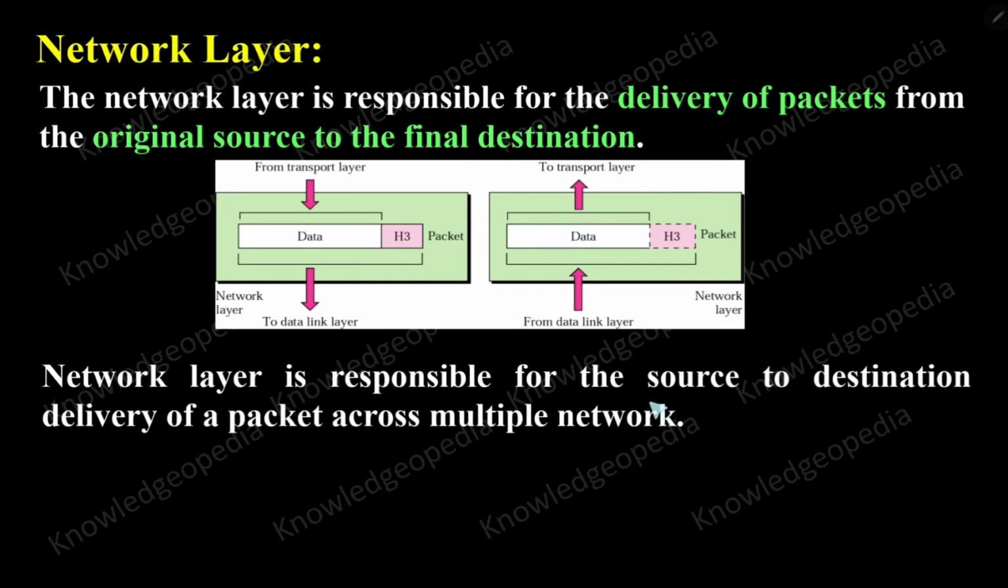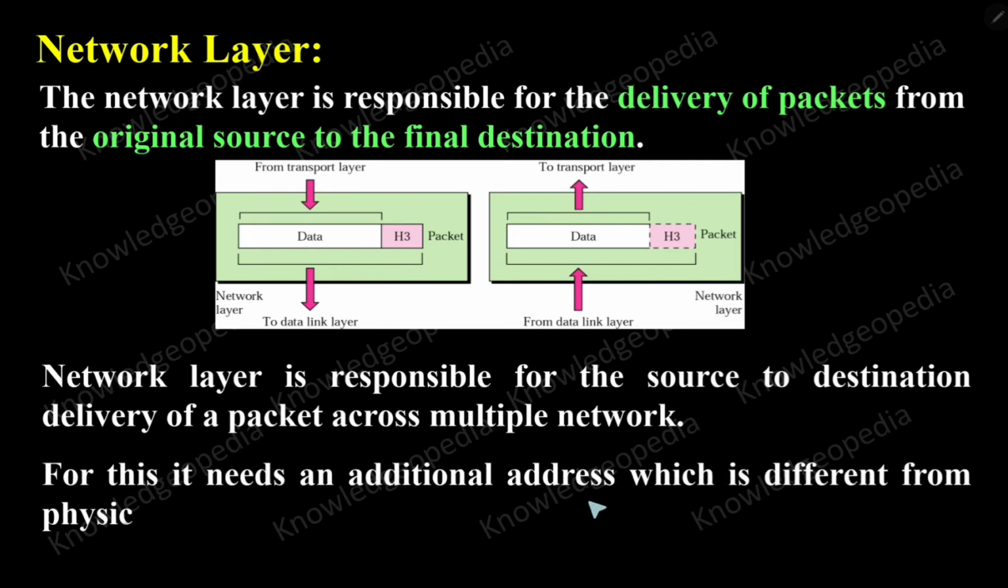The network layer is responsible for source to destination delivery of packets across multiple networks. For this it needs an additional address which is different from the physical address. Earlier we discussed that the data link layer adds a physical address. The network layer adds one additional address that is called the logical address.